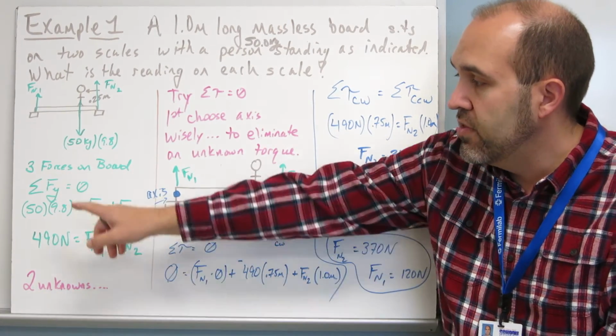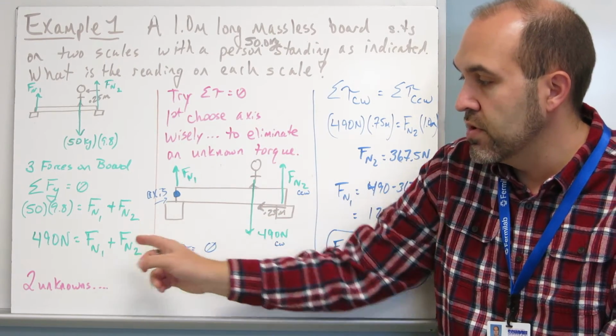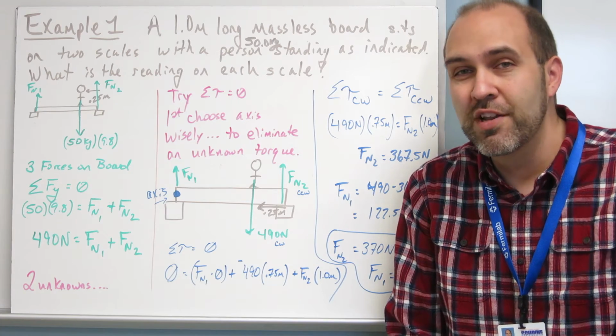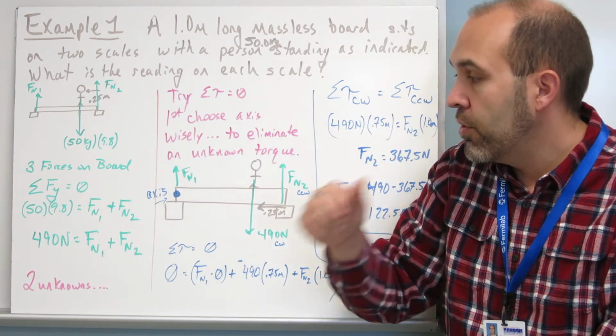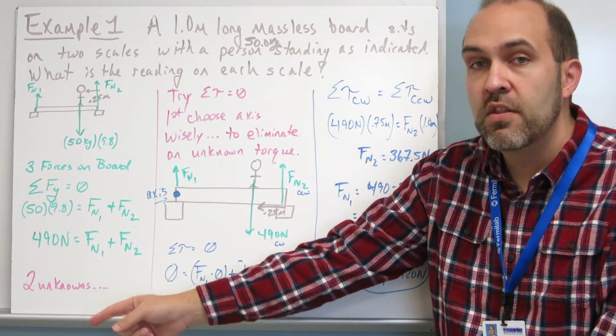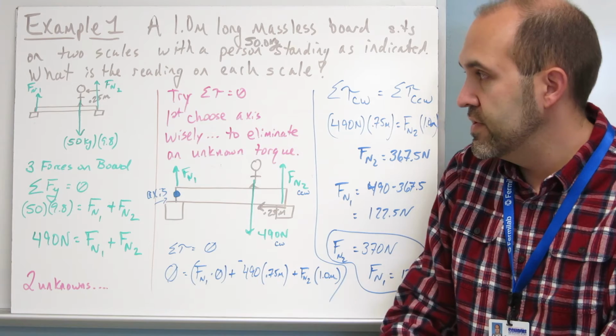So basically, the weight of the person, which is 490 newtons, is equal to those 2 normal forces. But we don't know what normal force each one of them is. We have 2 unknowns. And so what we're going to do then is we're going to apply not only the sum of all forces equals 0, but also the sum of all torques is equal to 0.